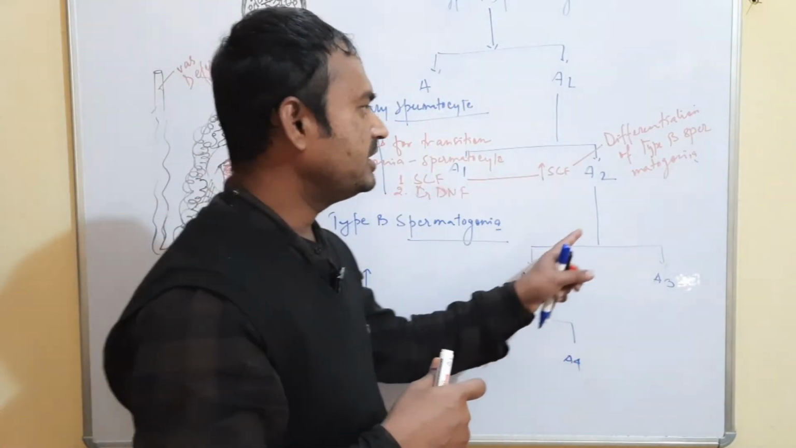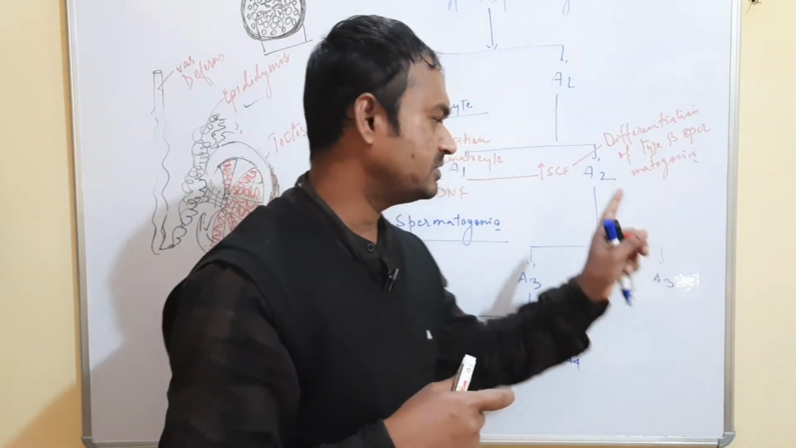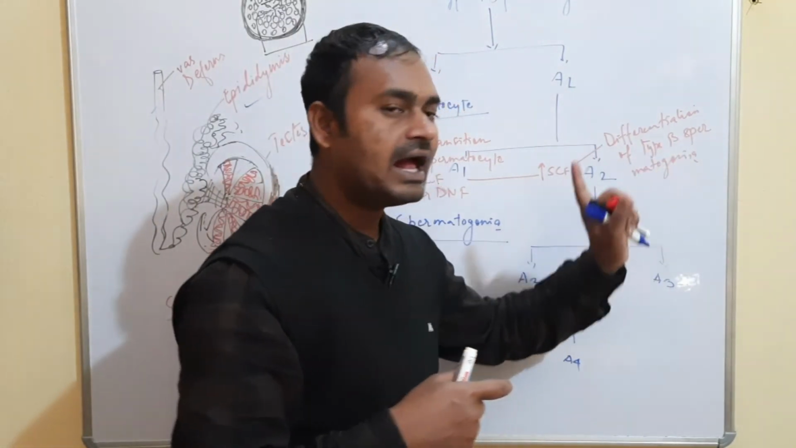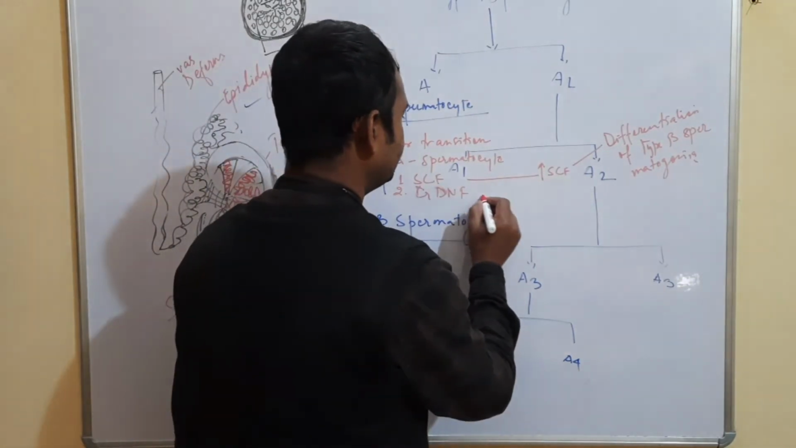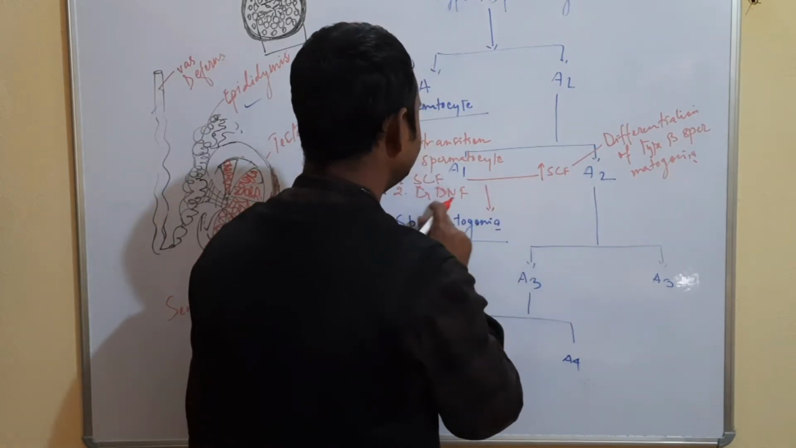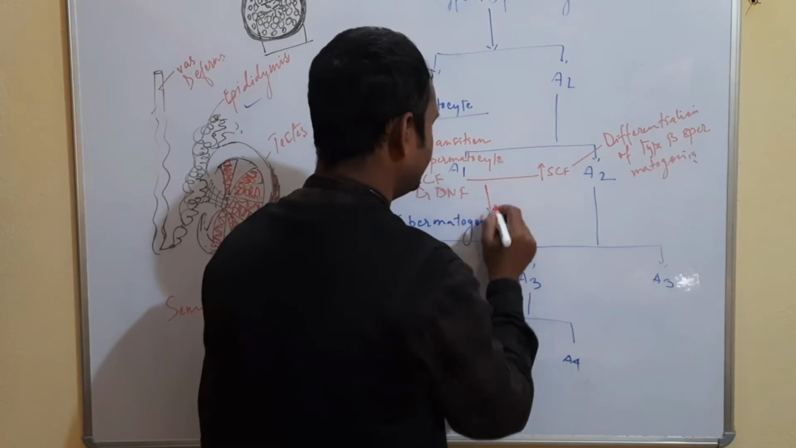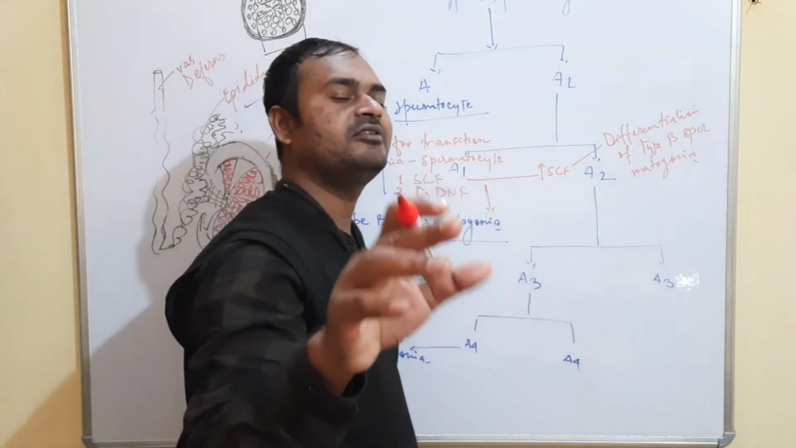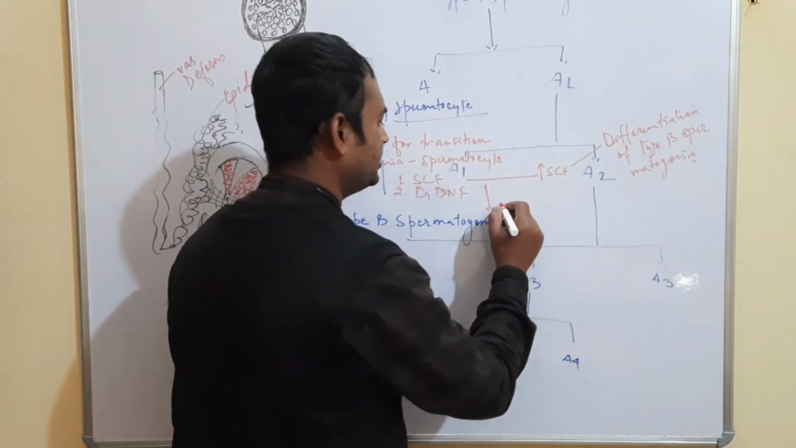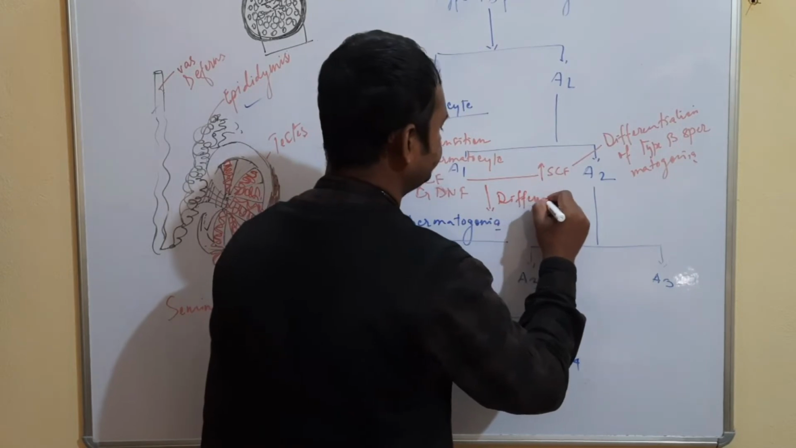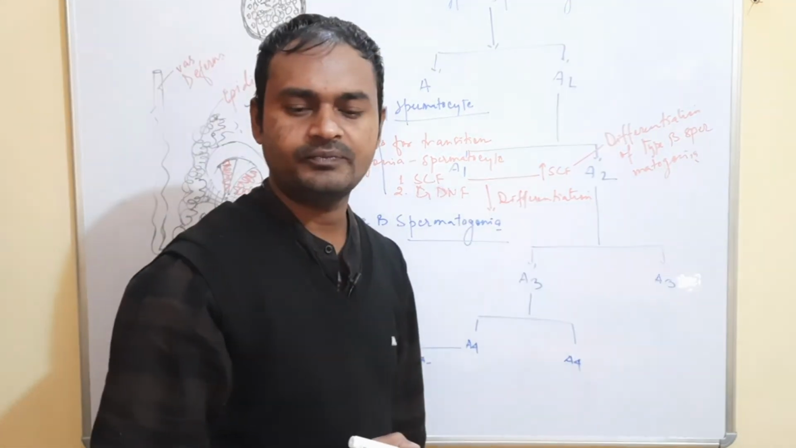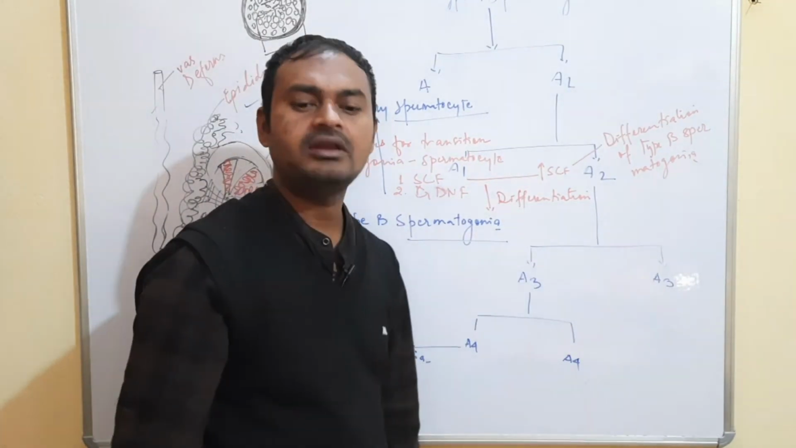Whenever there is an increase in the concentration of the stem cell factor, this will lead to differentiation, and whenever it undergoes differentiation, the concentration of the GDNF is low. Whenever the concentration of the SCF is high and the concentration of the GDNF is low, only under that condition will the differentiation occur.